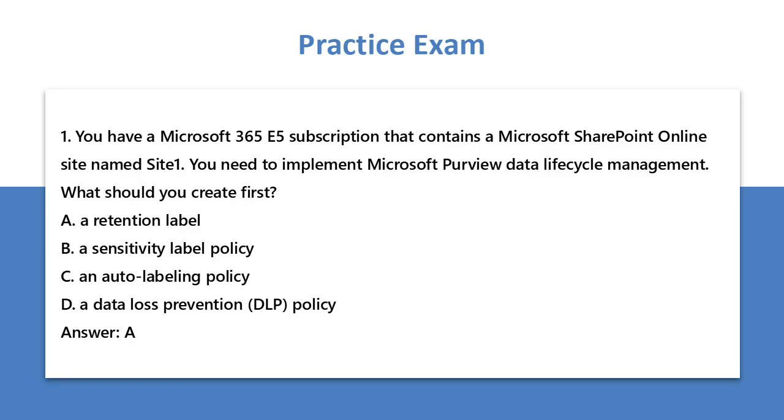1. You have a Microsoft 365 E5 subscription that contains a Microsoft SharePoint Online site named Site1. You need to implement Microsoft Purview Data Lifecycle Management. What should you create first? A. A retention label. B. A sensitivity label policy. C. An auto-labeling policy. D. A data loss prevention (DLP) policy. Answer: A.